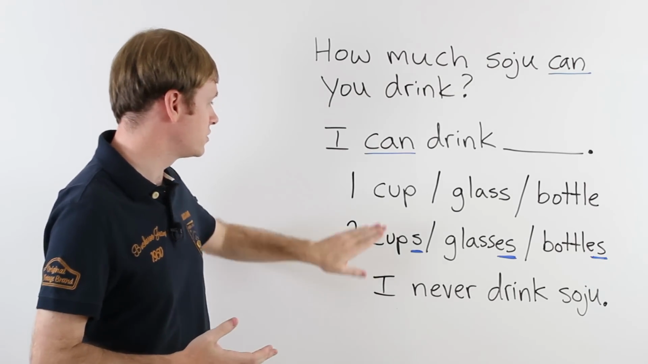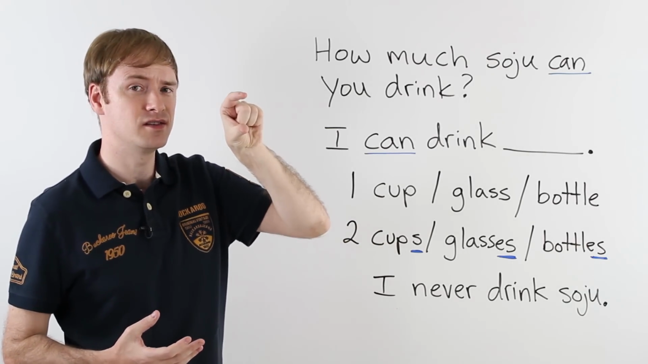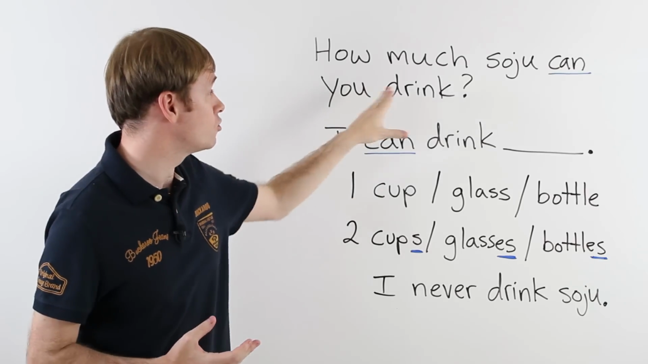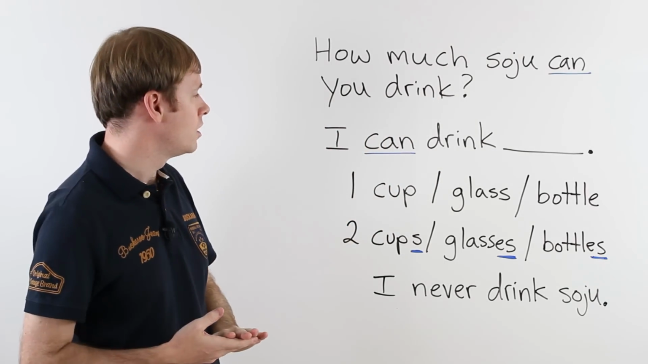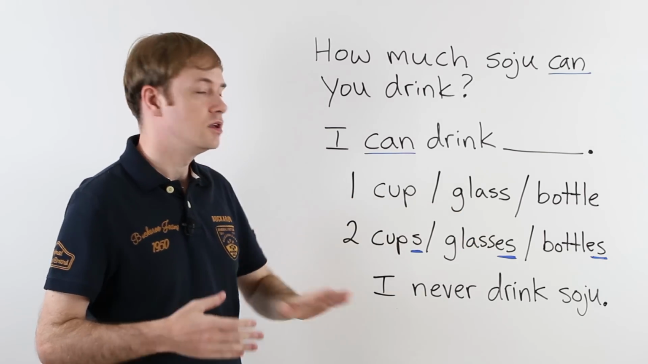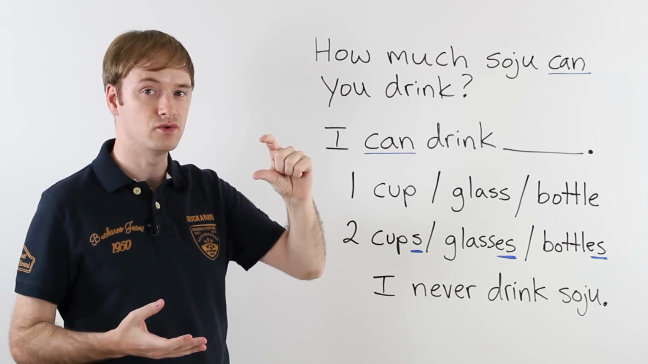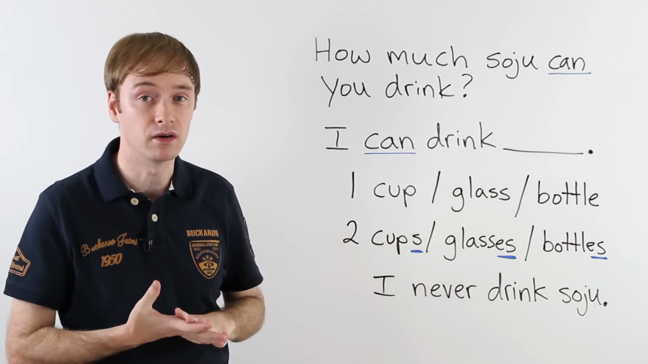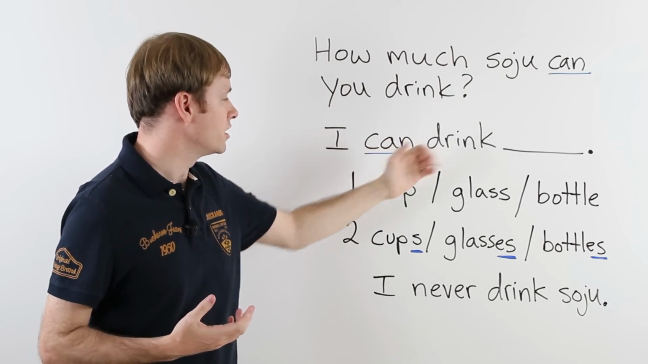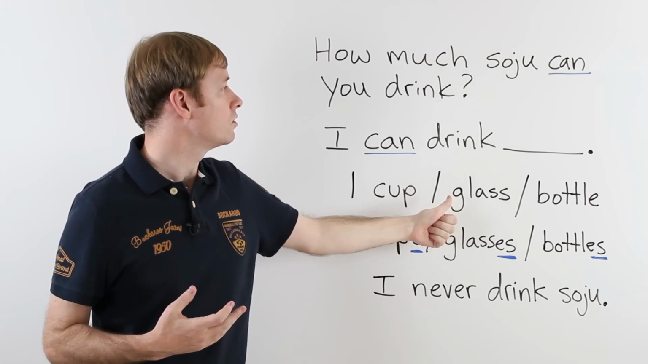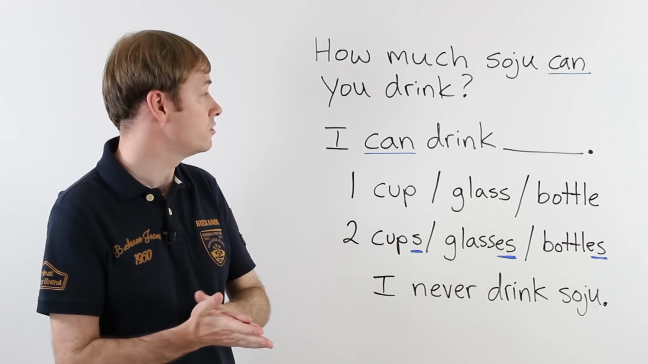Well, you should say, if we're talking about soju, soju usually uses the small cups, okay? So how much soju can you drink? I can drink 1 cup. Usually we don't use a glass for soju, we use the cup for soju. The glass is for beer. So if I asked how much beer can you drink, I can drink 1 glass. Okay. Now bottle, that's okay for soju or beer. They both use bottles.